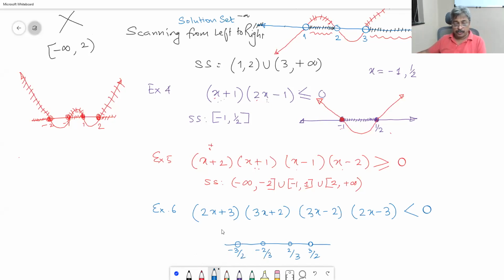Leading coefficient positive. So the graph is going to enter like this, will go like this, will go like this, will go like this. And I want less than equality. Therefore, solution set is open interval minus 3 by 2, comma minus 2 by 3, union open interval 3 by 2.